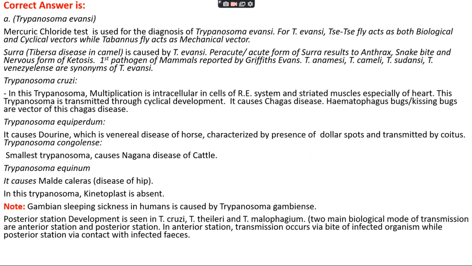These posterior and anterior development are two forms of the biological mode of transmission. In anterior development, transmission occurs via the bite of infected organisms, while in the case of posterior development, the transmission occurs via contact and infected feces, etc.